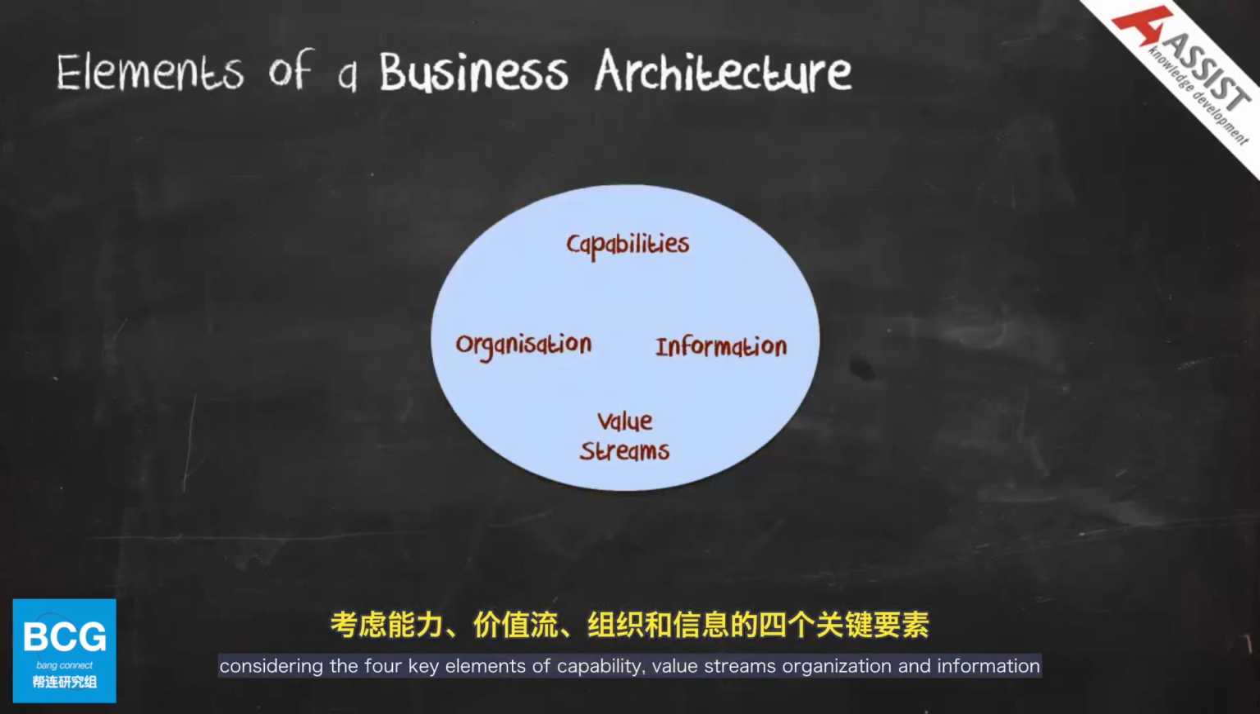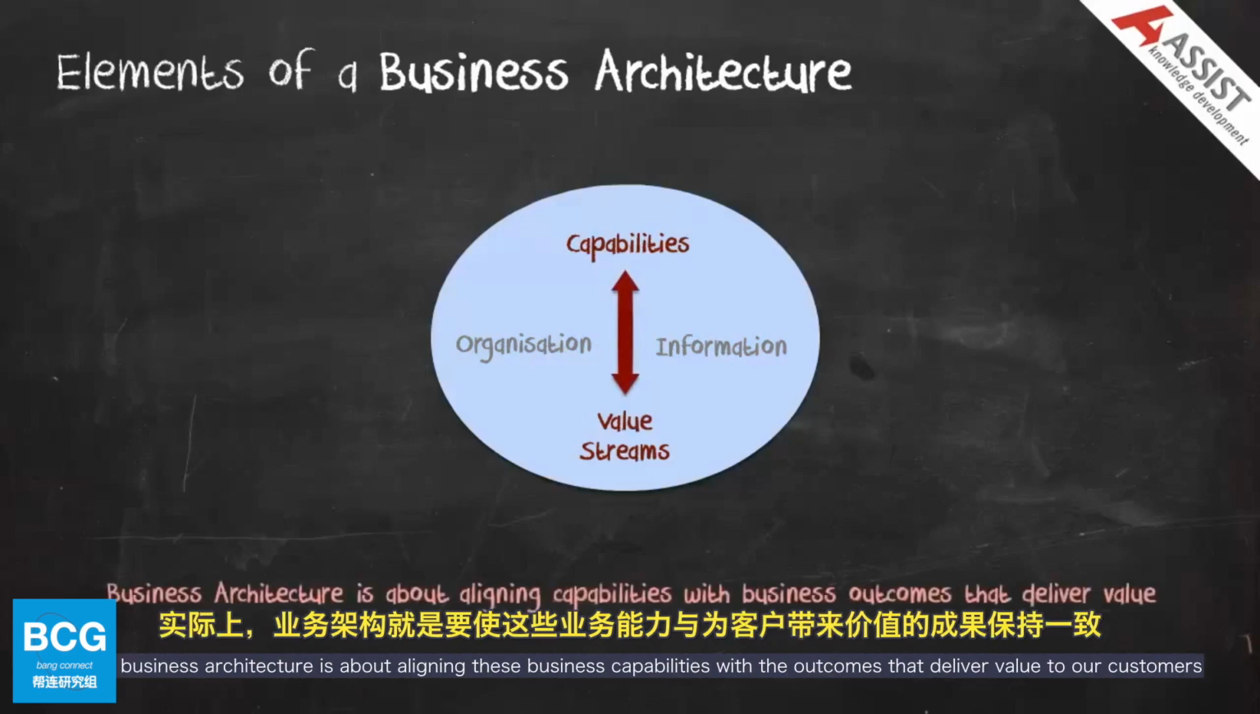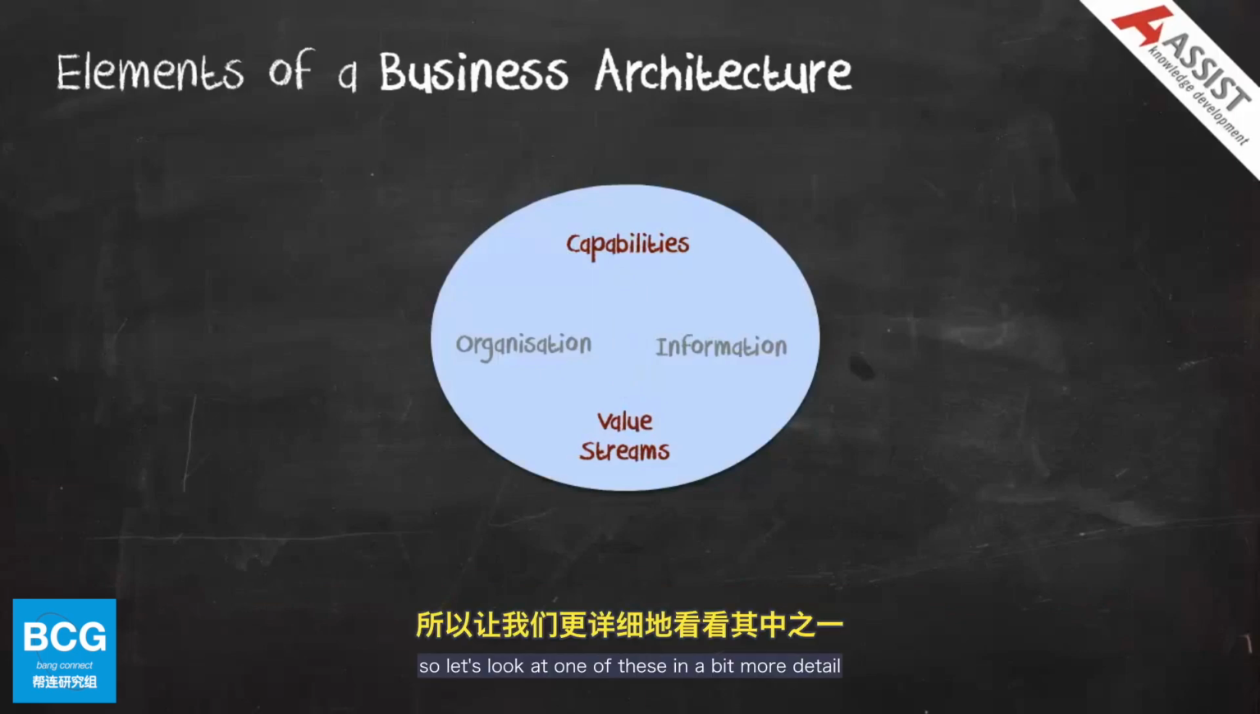Considering the four key elements of capability, value streams, organisation and information, the real essence of a business architecture lies within the business capabilities and their supporting value streams. In fact, business architecture is about aligning these business capabilities with the outcomes that deliver value to our customers. So let's look at one of these in a bit more detail.